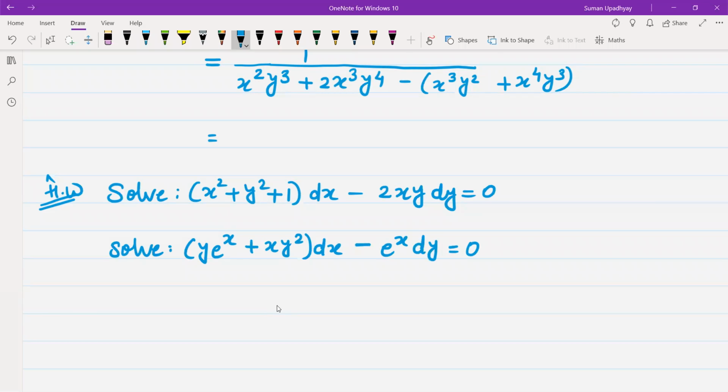Okay, this is a homework question, kids. These 2 questions you'll have to solve. I think this will fit in rule number 3 and 4 respectively. Just see once whether you're able to solve these questions or not. Otherwise, we will solve these two questions in the next lecture for sure. Okay?